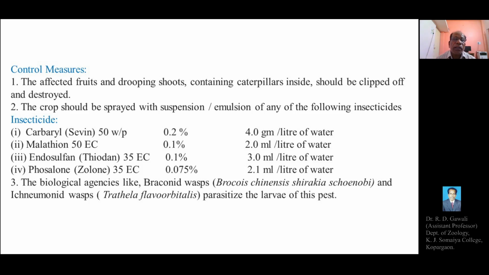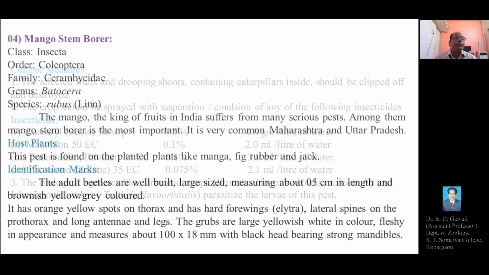Braconid wasp and Eucnemonide wasp can be used as larval parasites in the field, which can also help to reduce the pest population in the brinjal crop. So this is about the life cycle of the brinjal fruit borer.